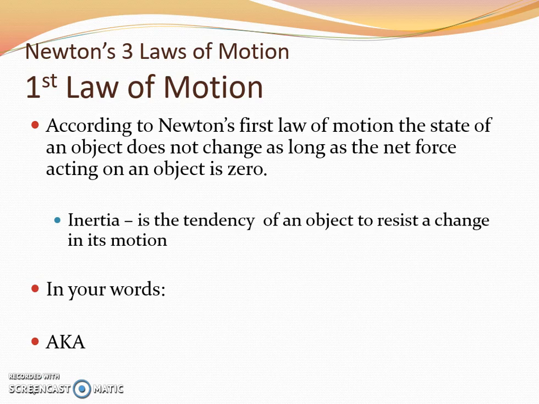Okay, in Newton's first law of motion, if you read that, it says, according to Newton's first law of motion, the state of an object does not change as long as the net force acting on the object is 0. Okay, and I just want you to know that this is cumbersome wording from our book. So I actually have something that I like writing it as better. I like to say that an object at rest will stay at rest, and an object in motion will stay in motion.